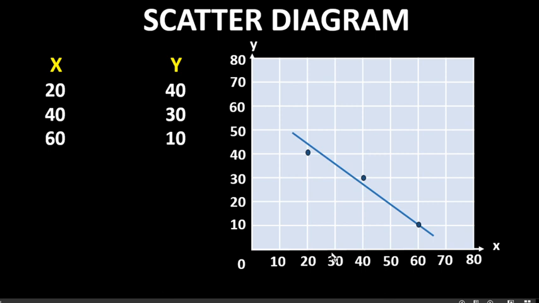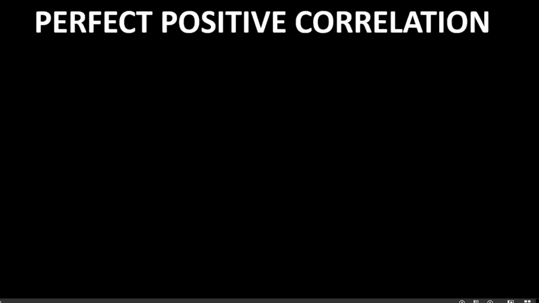In this way, the scatter diagram is drawn on the graph that shows the relationship, the direction of relationship between two correlated variables. This graph is called a scatter diagram in terms of correlation. Now we'll see how different types of correlation can be defined with the help of a scatter diagram.